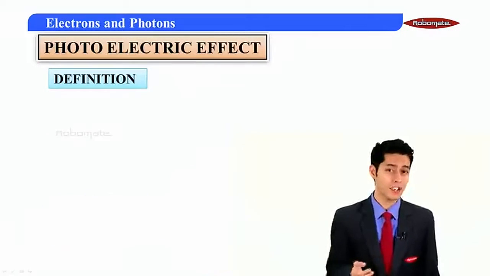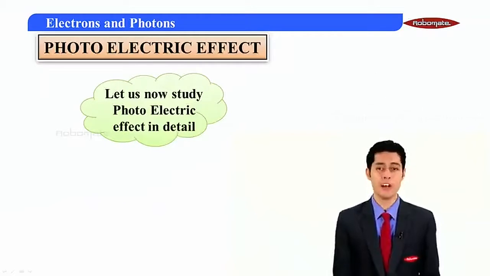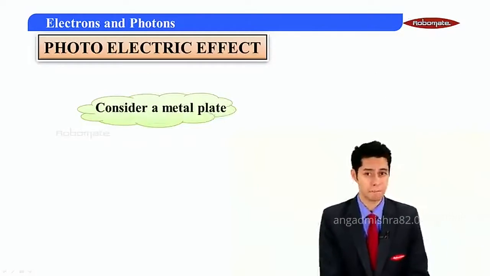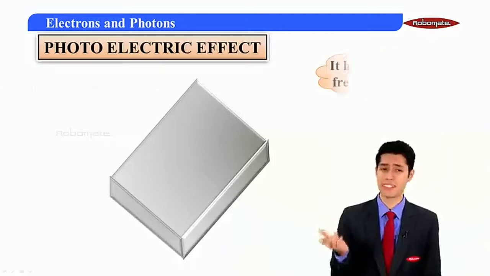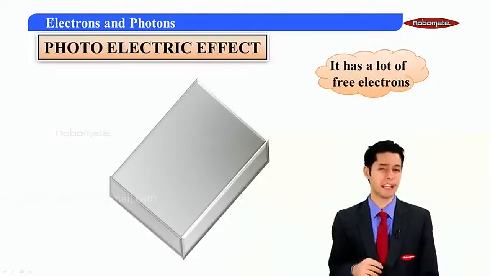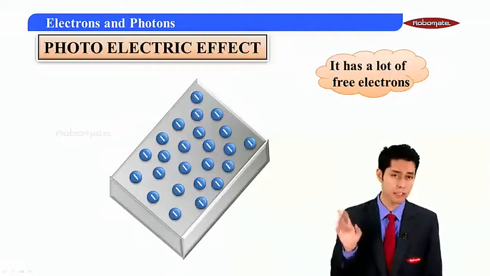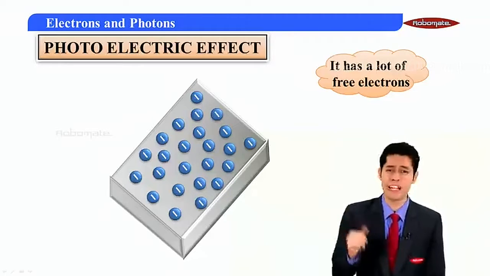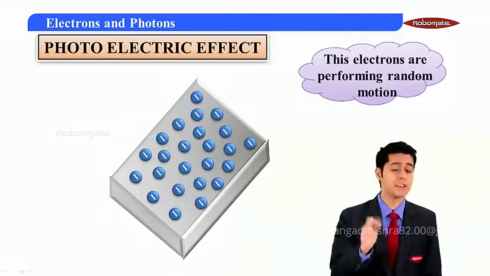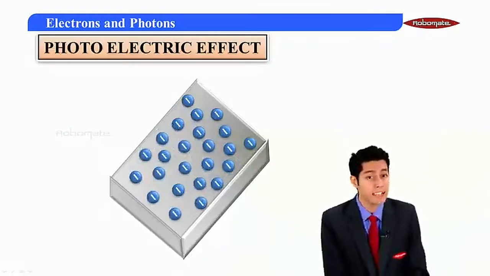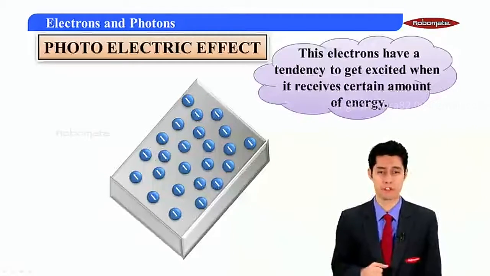We will look ahead to see this whole concept with the help of an example. So let us study now the photoelectric effect in detail. Let us consider a metal plate, any metal plate in front of you. Every metal plate, as we all know, consists of lots and lots of free electrons. What do free electrons do on a metal plate? The electrons have a tendency to perform random motion.